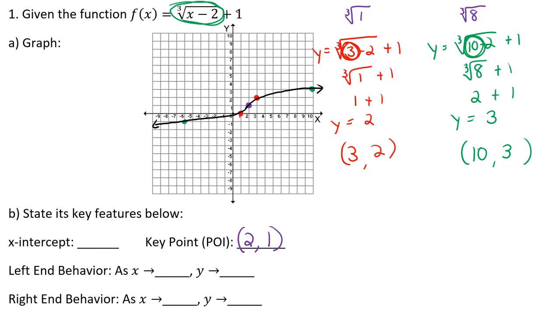So now we can go ahead and answer some more of these key features below. It does ask for the x-intercept, and that means the place where the line touches the x-axis. It's right there at 1, 0.